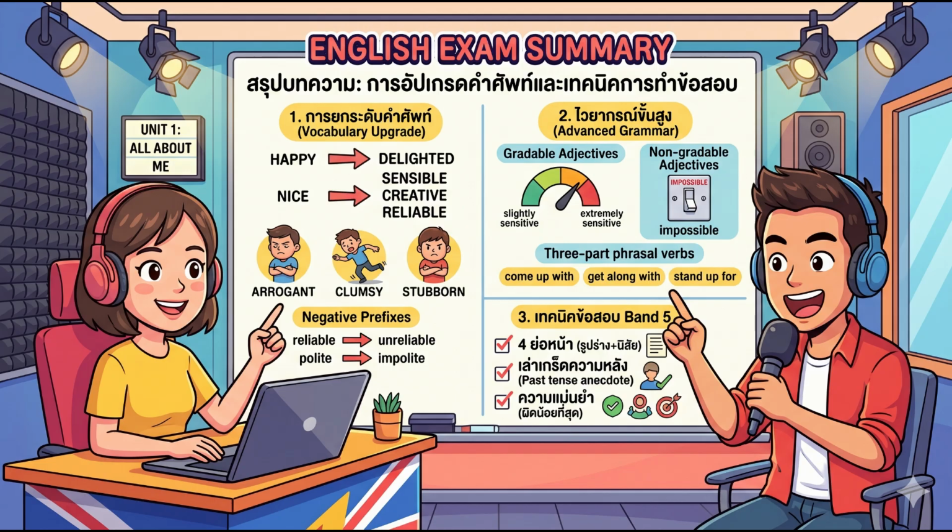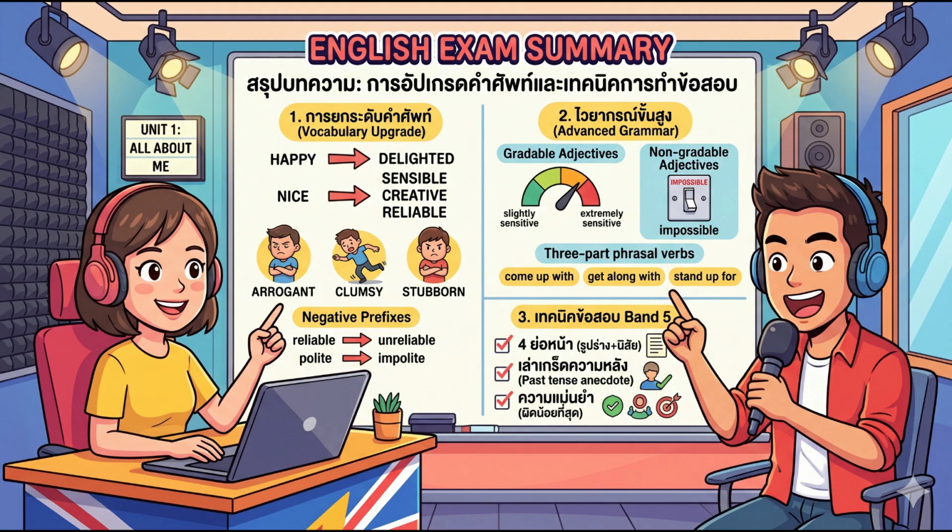Exactly. We're getting right into your grade 12 textbook, specifically Unit 1, which is called All About Me. Our mission today is to extract the exact vocabulary from this unit to help you hit those top scoring bands on your exam. Because to write a really top-tier character description, you have to upgrade your descriptive toolkit.